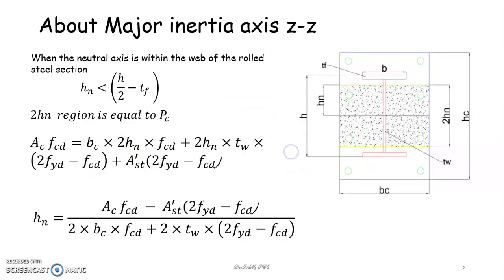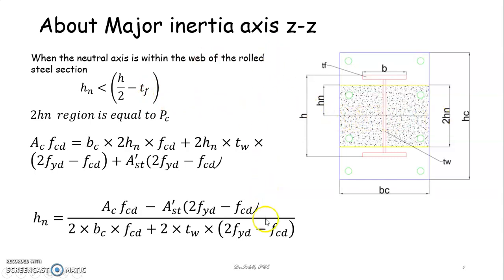To locate that, you have to consider two axes of symmetry, that is two inertia axes: the major inertia axis as well as the minor inertia axis, because the column is subjected to bending about the major axis. In that case, you have to locate the neutral axis with respect to the major axis.